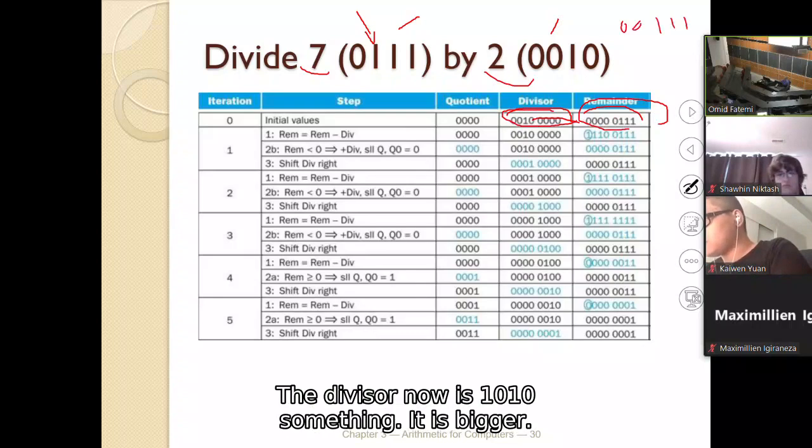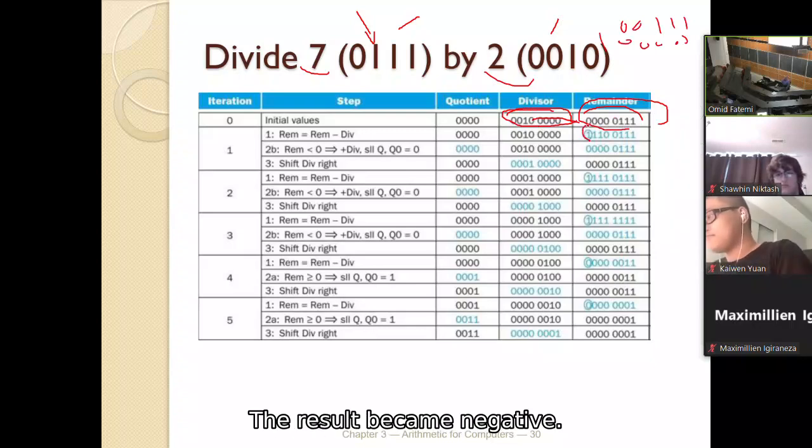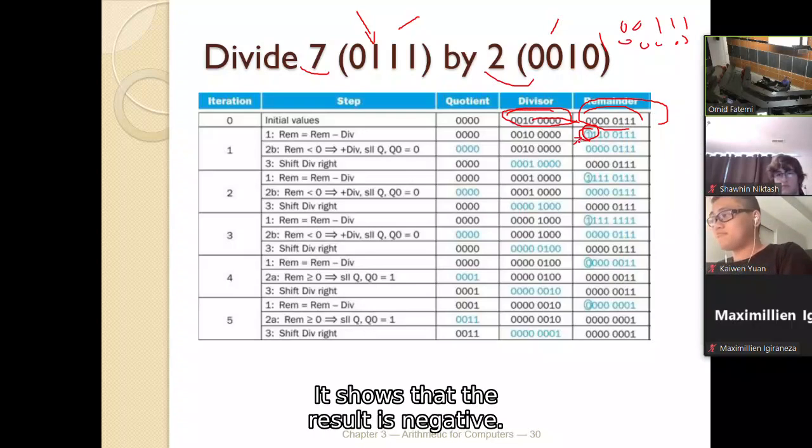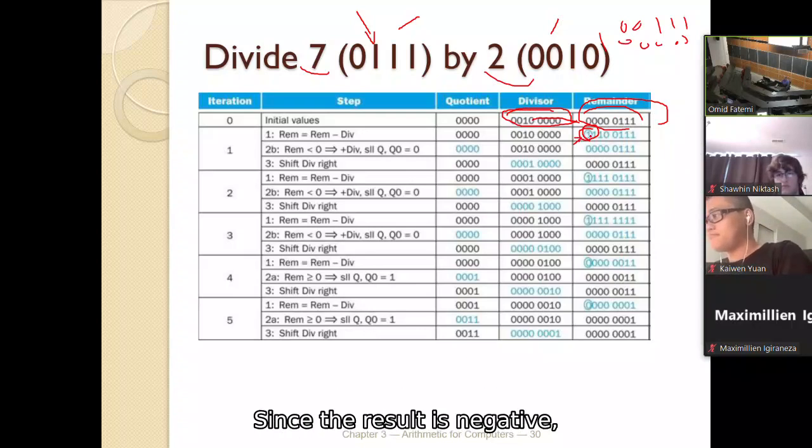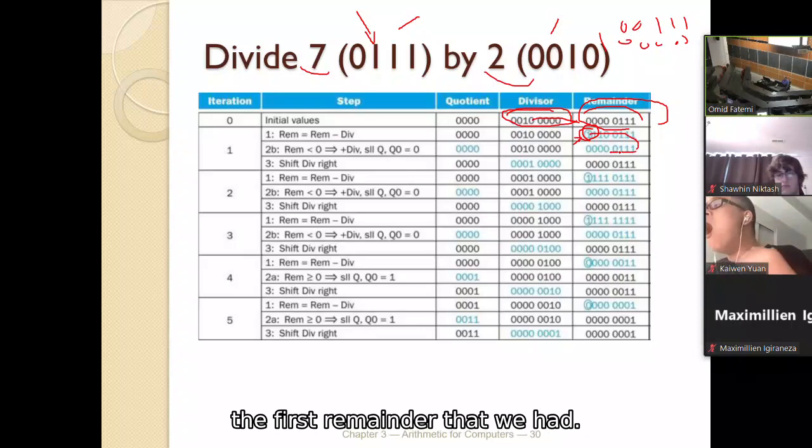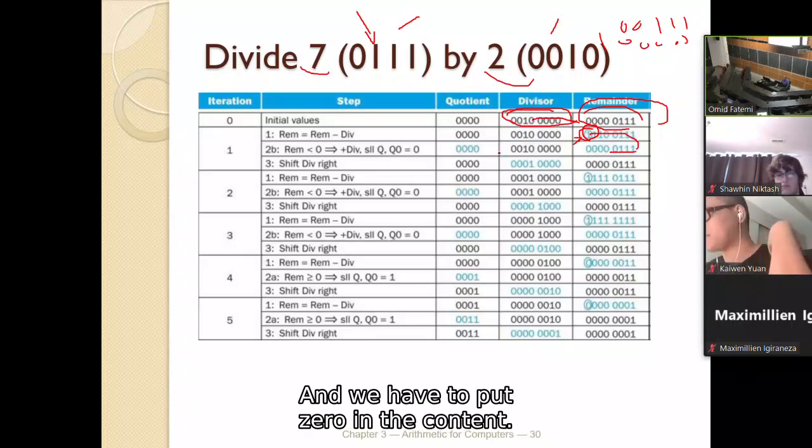So it is negative. You see, remainder is this. The divisor now is 1, 0, 1, 0 something. It is bigger. So the result became negative. This one is the sign bit. It shows that the result is negative. Since the result is negative, we have to add it back again to the remainder and restore the first remainder that we had, and we have to put a 0 in the quotient.